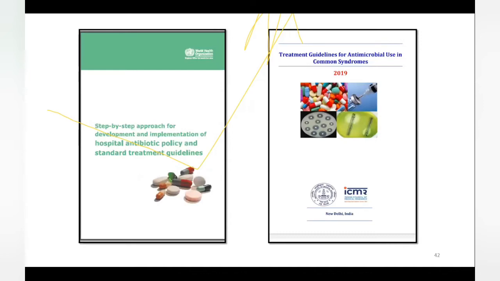So we have seen the different guidelines for antimicrobial policy, and how to make an antibiogram. Similarly, we can make use of this template from the treatment guidelines for antimicrobial usage in common syndromes, which is given by ICMR, or we can take the help of WHO guidelines, which give a step-by-step approach for implementation of antibiotic policy and the guidelines.